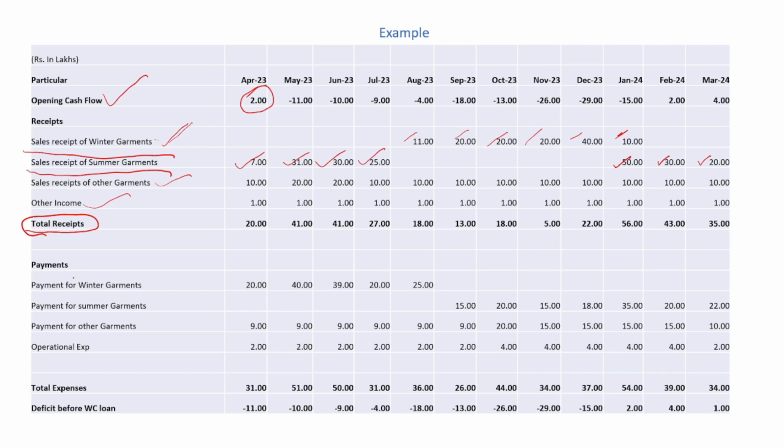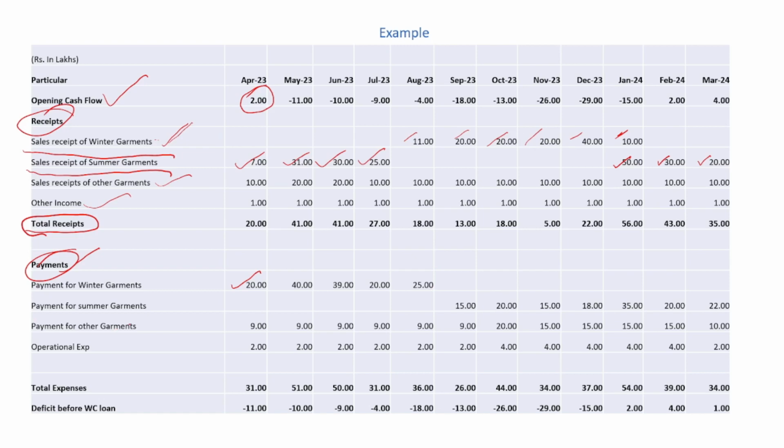Then we come to payments. These are the receipts and these are the payments. Payment for the winter garments: because the sales start from August, we procure the raw material for the winter garments much earlier. We have given payment for winter garments, that is raw material, for 20 lakh, 40 lakh, 39 lakh, 20 lakh, 25 lakh up to August, and then we manufacture it and sell it to the market.